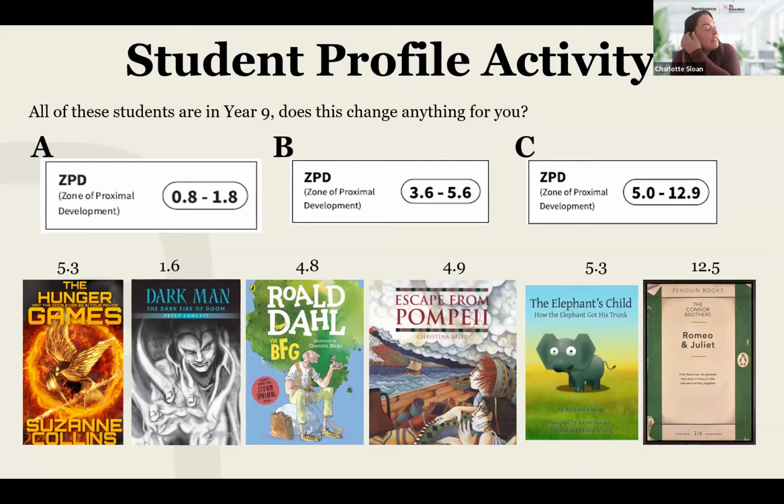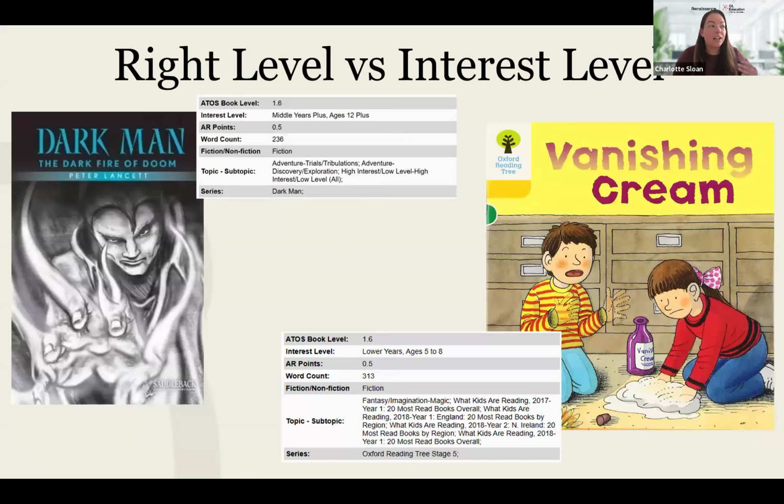As Emma really expertly described earlier, we've got our books with our ATOS levels and then also the interest levels. What we're trying to give you an example of is, within the platform of myON and within our book guide with Accelerated Reader, our book finder, sorry, you're able to find books with a really low level, as is Dark Man just right here, but with a really high interest level. And why is that important? Well, it's important because, as Emma's just said, your children in year nine who are reading at a really low range do not want to be reading Vanishing Cream.